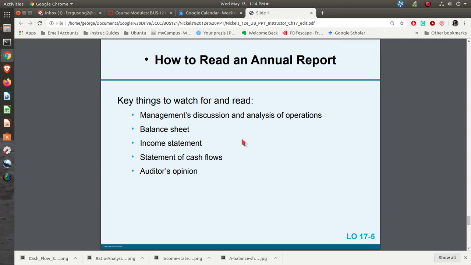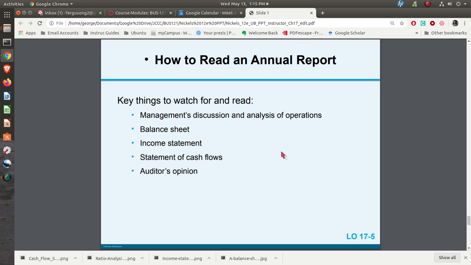The things to watch for in those annual reports. What is management saying as far as the business is concerned? What kind of trends are actually going on? What did the business do over the past year? Look at the balance sheet. What are the things on the balance sheet? How has that changed over the past years? Look at your income statement. What's happened as far as the income and the expenses that you've had compared to previous years? What's happening with cash flows? And then what is the auditor's opinion? In other words, is the financial condition of the company good or could it be improved?